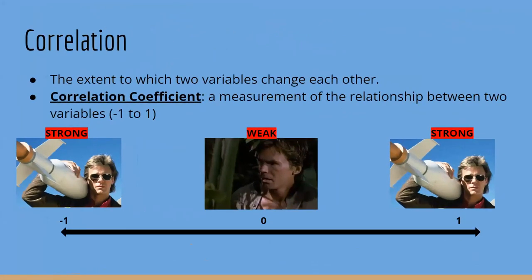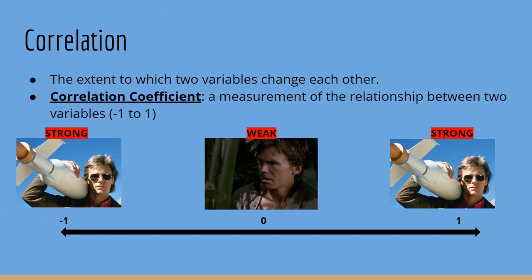So what is a correlation? It is the extent to which two variables change each other. So it's sort of like a relationship between them. And the correlation coefficient is a measurement of the relationship between two variables. So basically, the coefficient is just a measurement of correlation. And it ranges from -1 to 1.